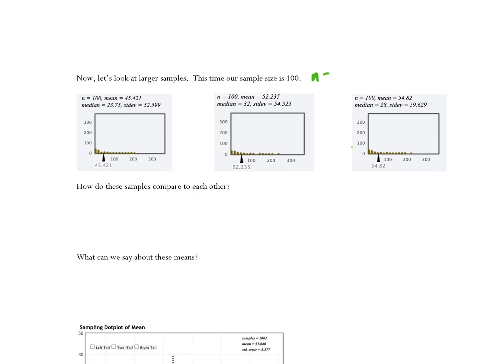Now my sample size is 100. Look at these sample means. What would you say about them? They're much closer to each other. And as I look at the shapes of these samples, what can we say about them? They're all pretty skewed right, yeah? These samples resemble the population a heck of a lot better. Because they all have that right-hand skew, the X bars are closer to each other.